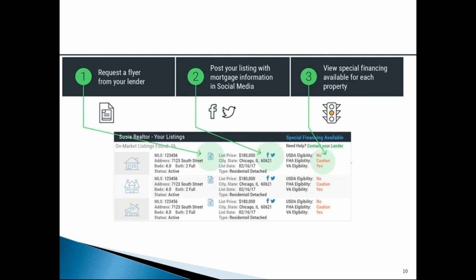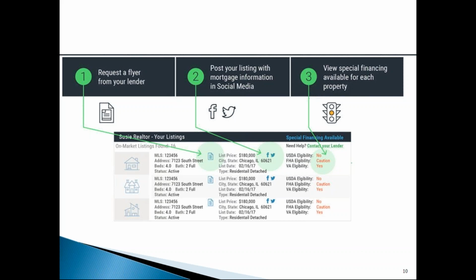And more importantly, this last column is the special financing. RatePlug will now notify, or an agent will be able to see, each one of their listings. They'll be able to know if that property is eligible for certain special finance programs: FHA, VA, USDA. It'll tell them that the property is eligible or not. If they click on the link, it'll give them a very simple explanation of the benefits of those programs, so they can then share that information with their home buyers, explaining why that program would be appealing to them.